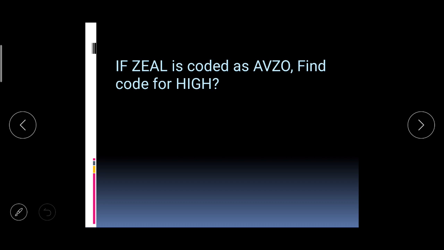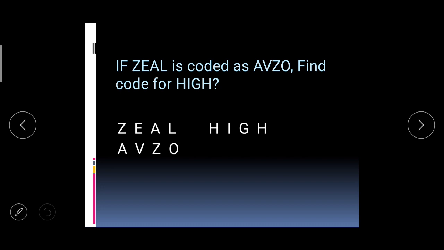I want you to try this by yourself. If ZEAL is coded as AVZO, find the code for HIGH. In this, Z is A, E is V, A is Z, and L is O. It's not like one or two letters forward or backward, so there is no such simple understanding. The best way I can suggest: if you are not quickly understanding the pattern, always try to write the position of the letters.